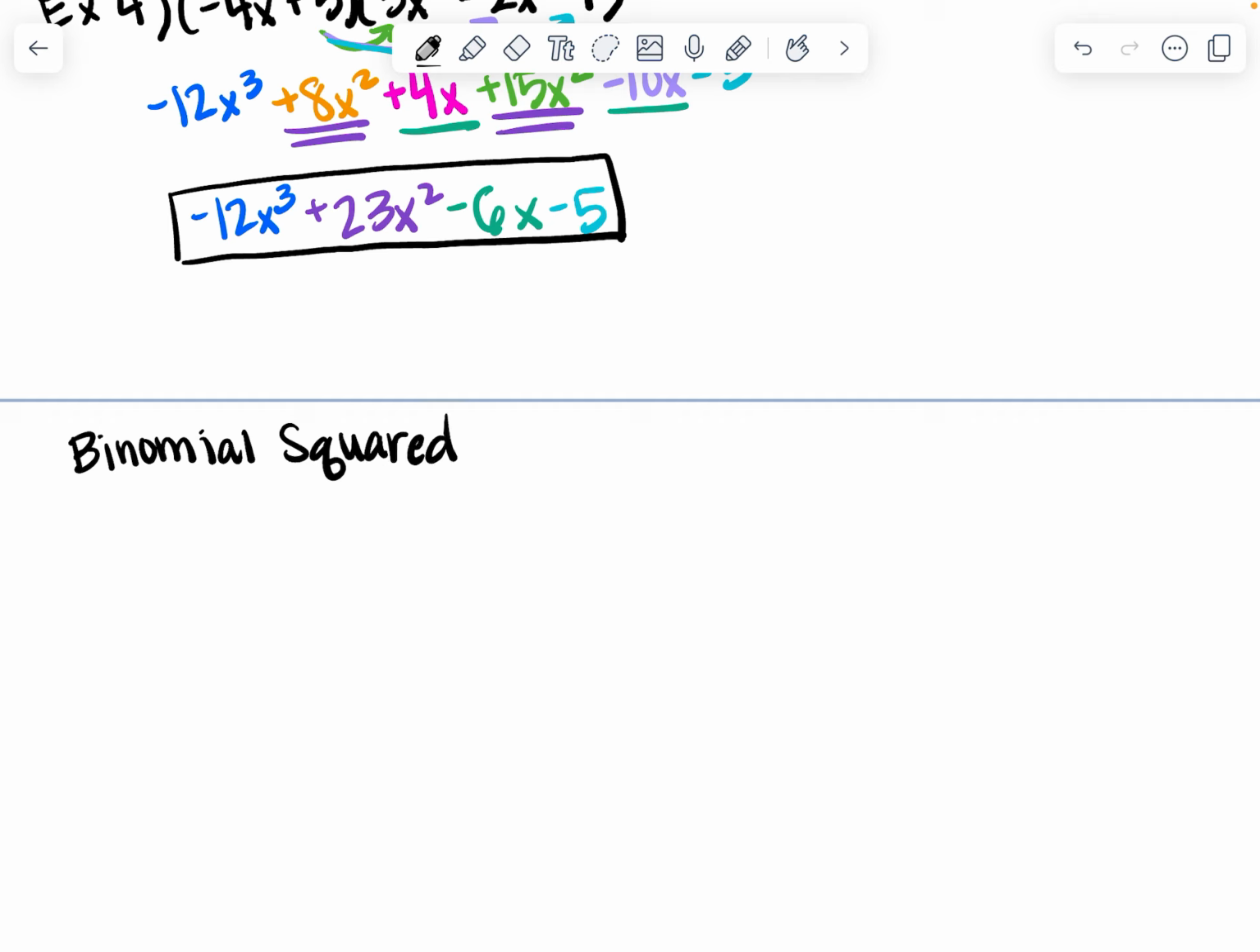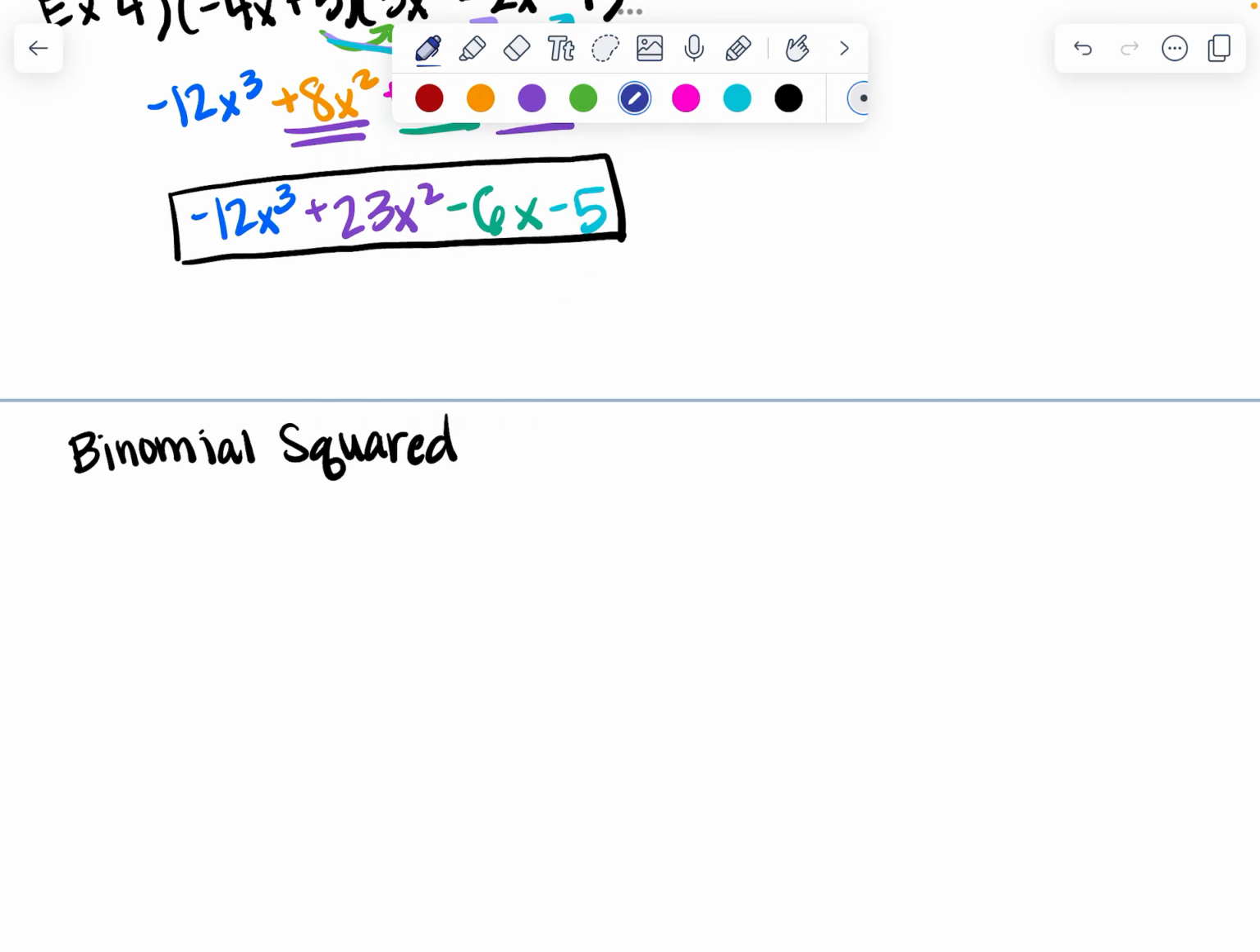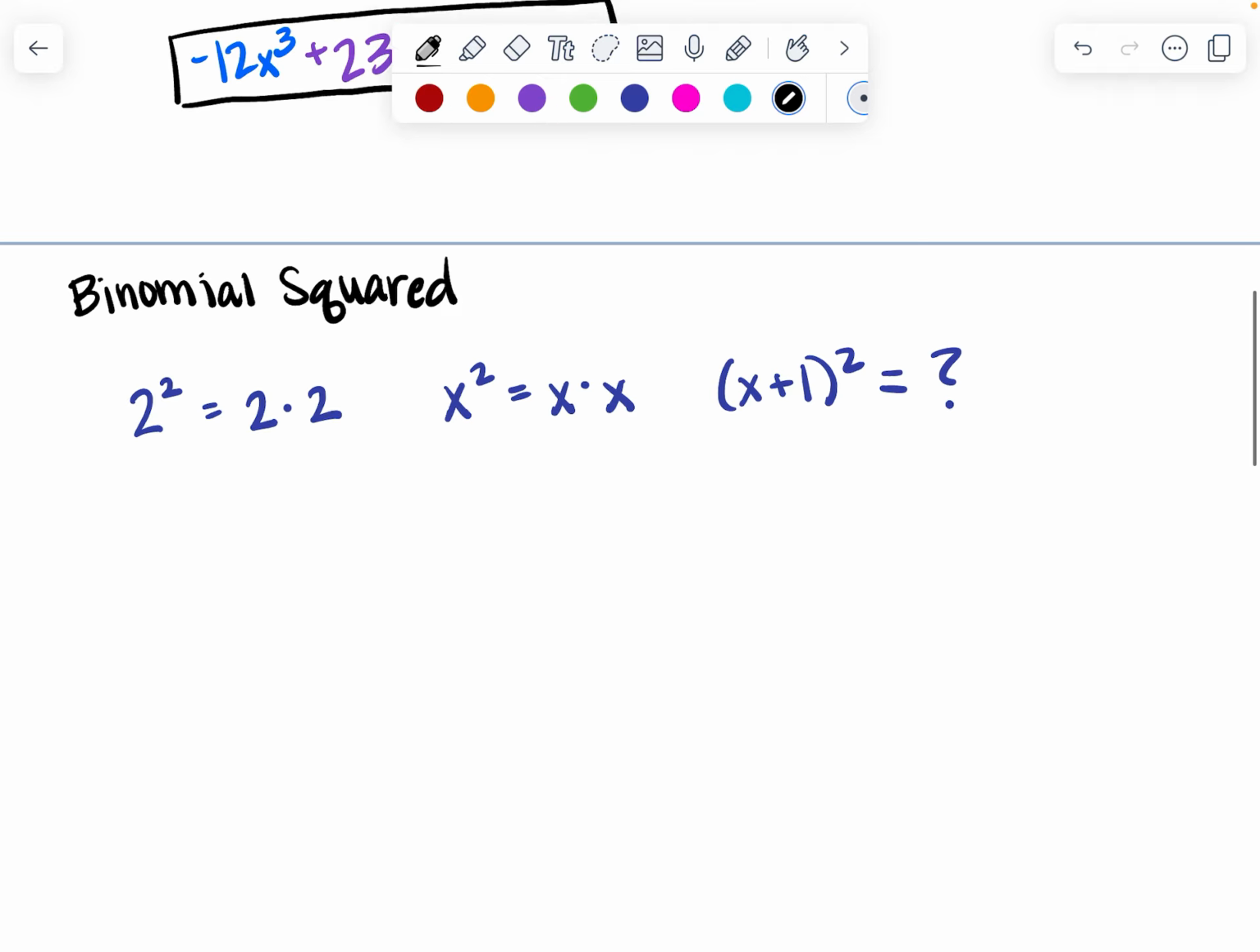So first, let's briefly refresh our memories here. What does 2 squared mean? Well, that just means 2 times 2. So then what does x squared mean? That means x times x. What does x plus 1 squared mean? So when you see this in an example, all you have to do is expand it.